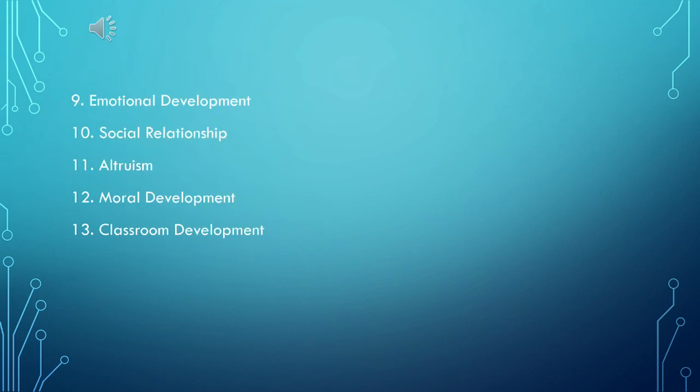Number nine is the emotional development. It is the growth or change in awareness of emotions and ability to regulate emotional expression. It is where we learn to manage our emotions. Number 10 is social relationship. It is the nature of interpersonal interactions and functioning in a group setting where we can socialize with others.